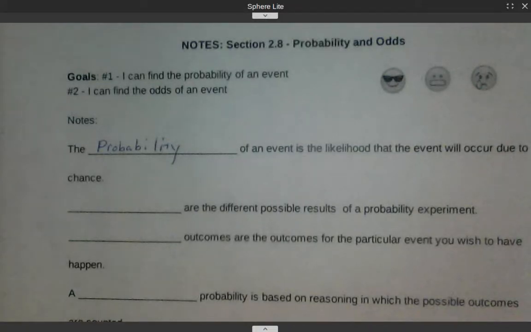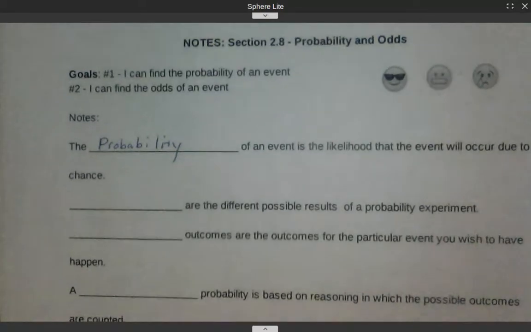Right, section 2.8, probability and odds. We have two goals for today: number one, I can find the probability of an event, and number two, I can find the odds of an event.